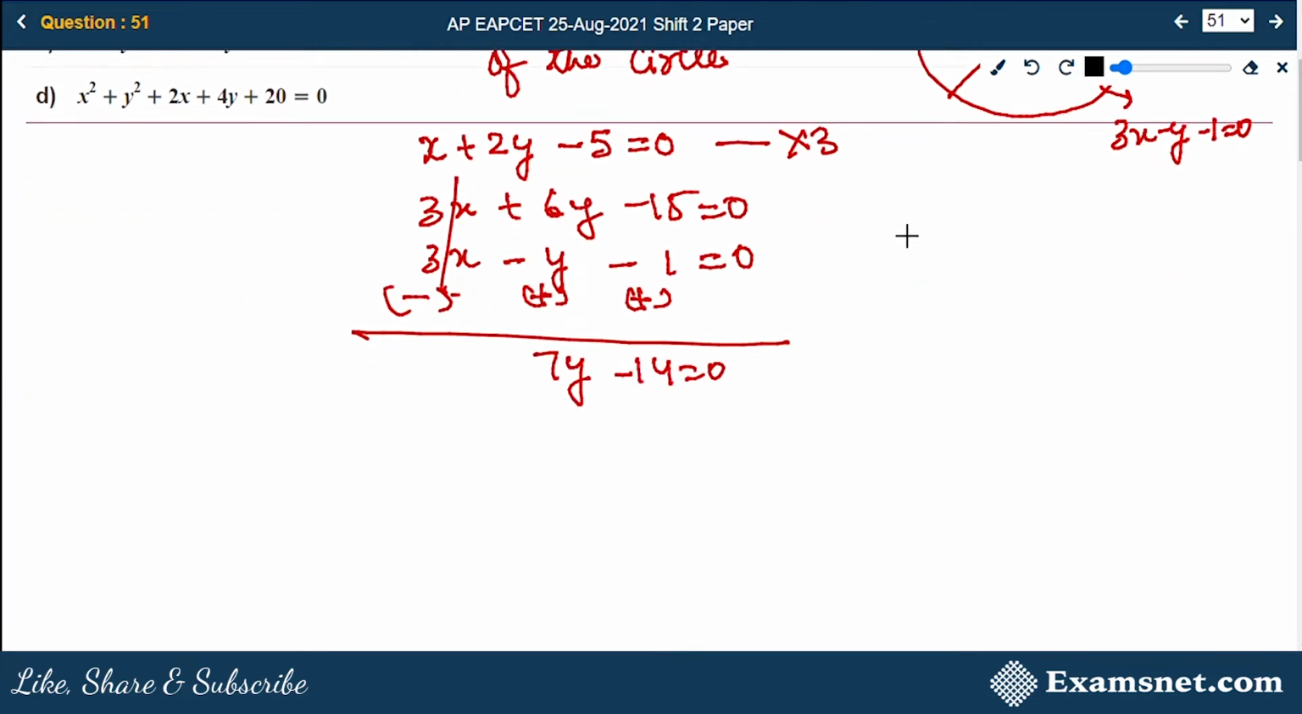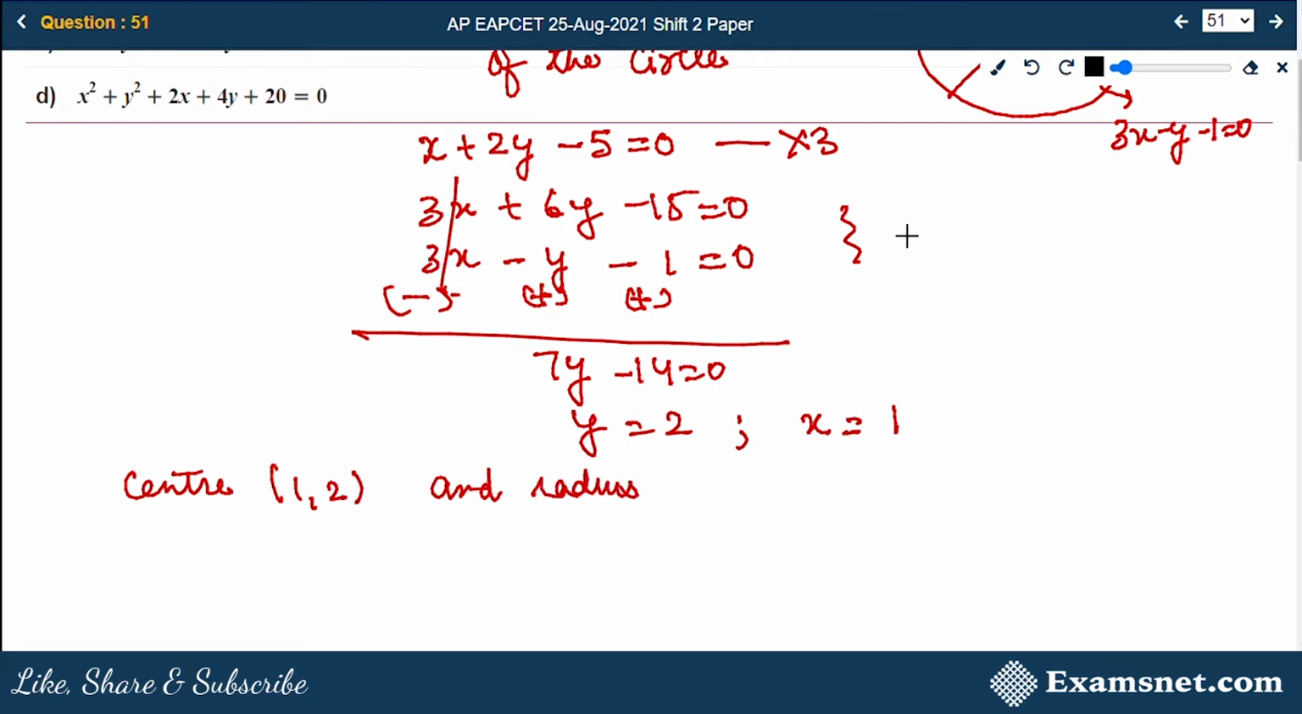minus 14 is equal to 0, which gives you y is equal to 2, and you will put the value of y in any of the equations, you will get x is equal to 1. Therefore, you got the center of the circle. The center of the circle is (1, 2), and the radius is given to you as 5 units. You know the center, you know the radius, easy to form the equation.